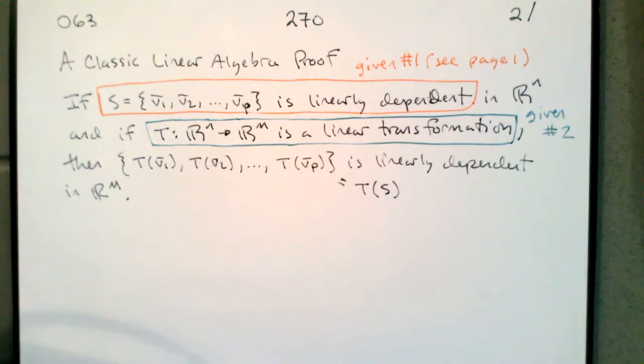This is pretty efficient. There's two pieces of given information. At some point, we better be saying, since S is linearly dependent, and at some other point, we better be saying, since T is a linear transformation. Otherwise, I'd be able to take those pieces out of my theorem.